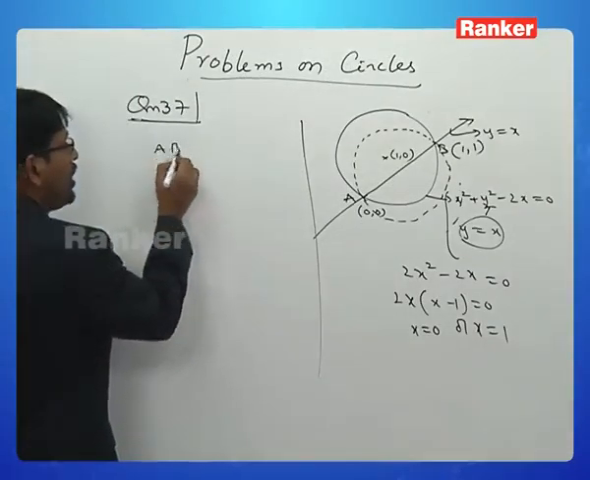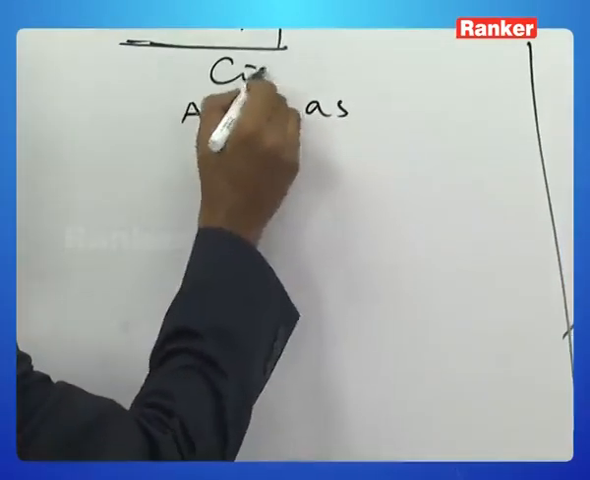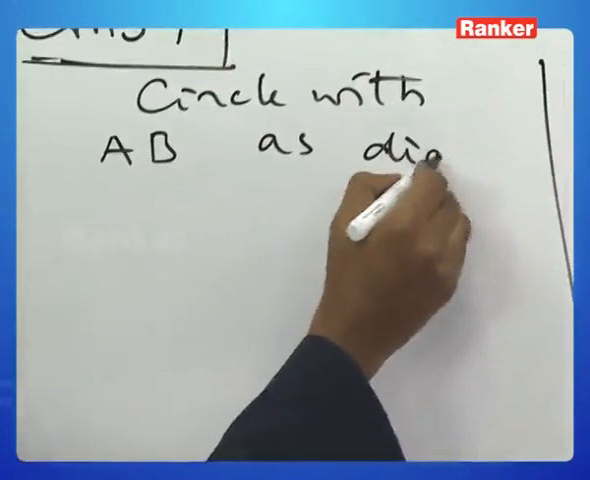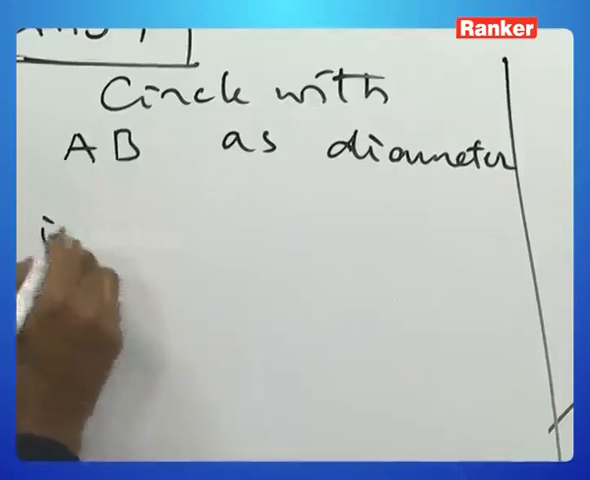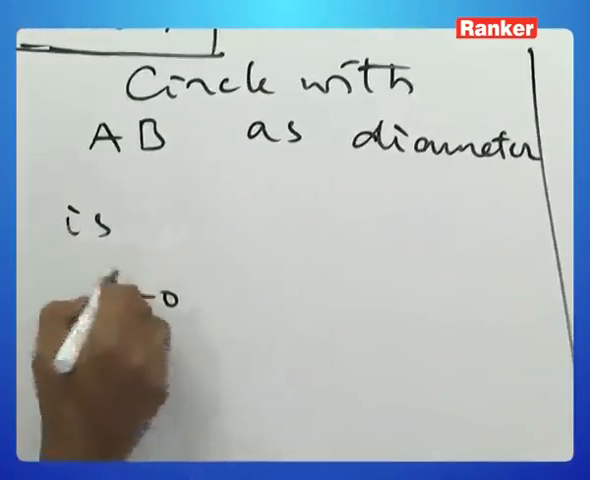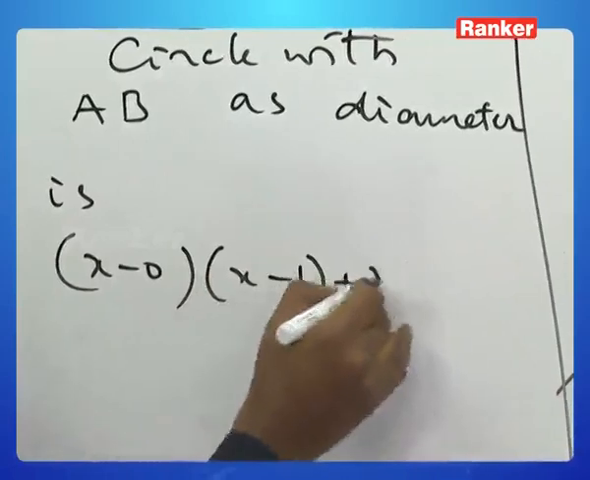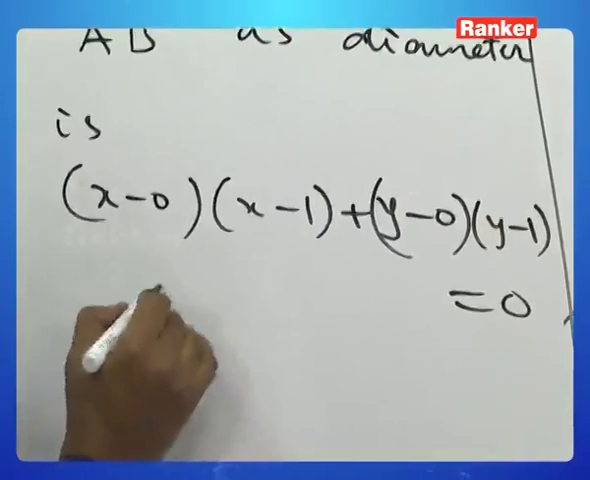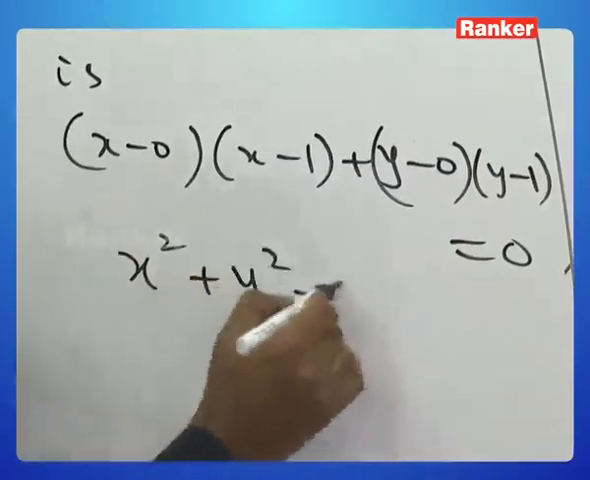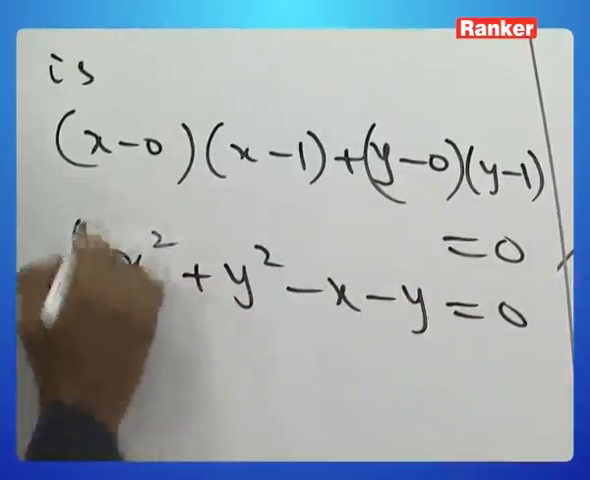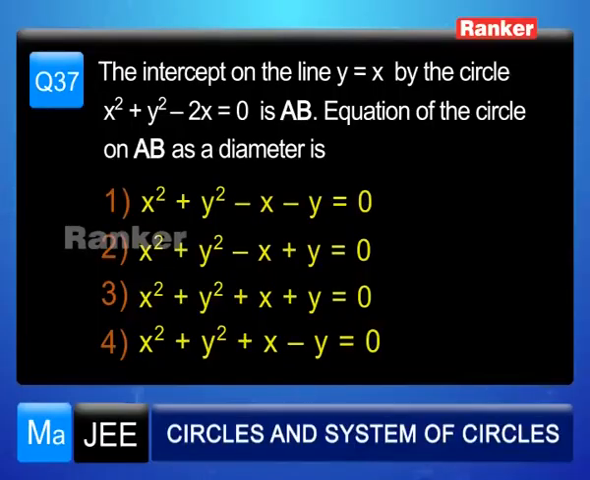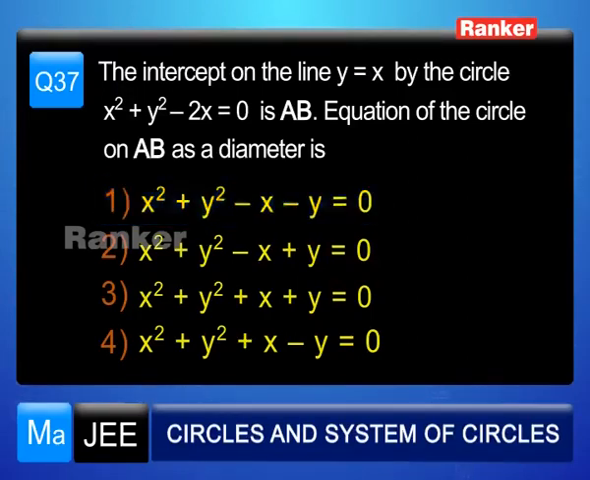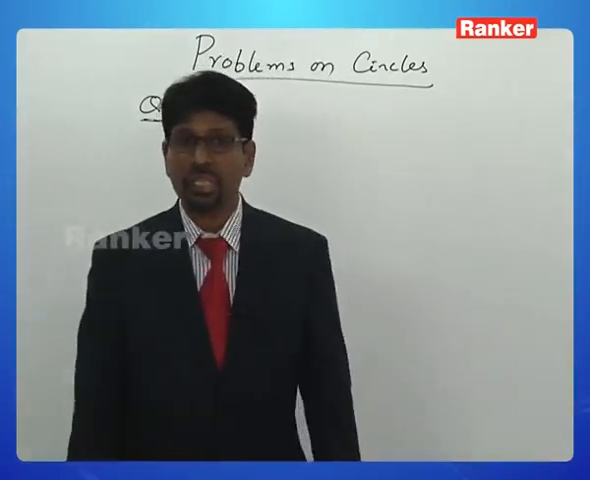So the circle with AB as diameter is x minus 0 into x minus 1 plus y minus 0 into y minus 1 equal to 0. So what is that? Clearly x square plus y square minus x minus y is equal to 0. That's the equation. So clearly that is appearing in option 1. Option 1 is the right option. Okay, let's move to the next question, question number 38.